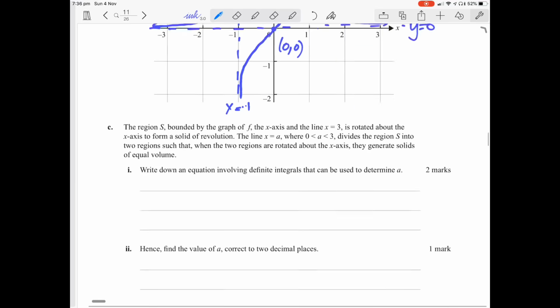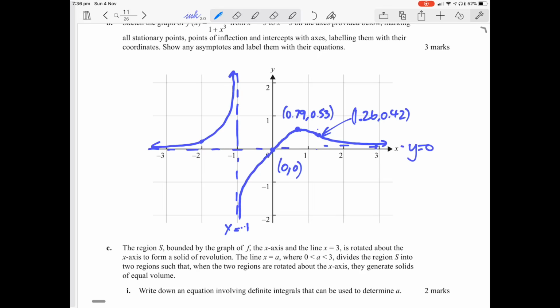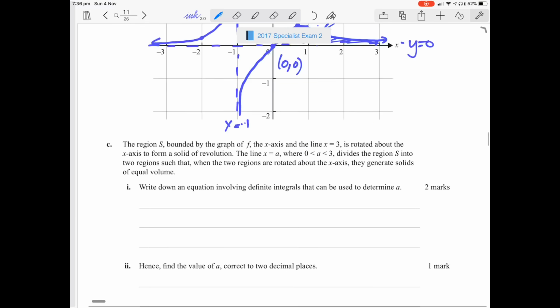The region S is bounded by the graph of f, the x-axis, and the line x equals 3. So that's going to be in here. You don't do that, obviously, but it's just for you to see where it is.